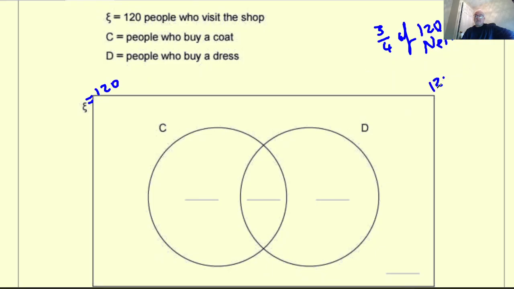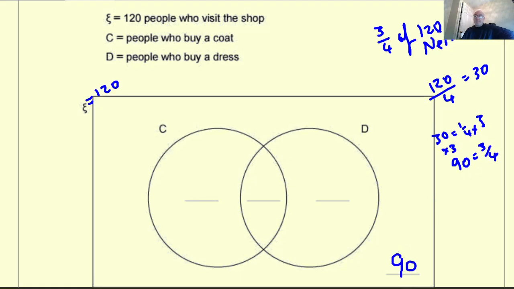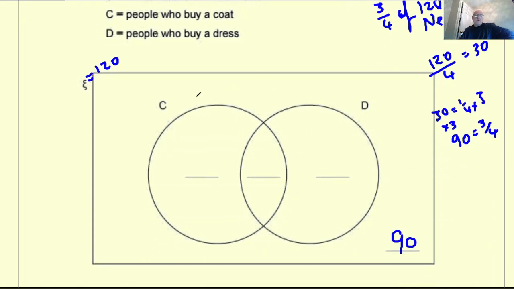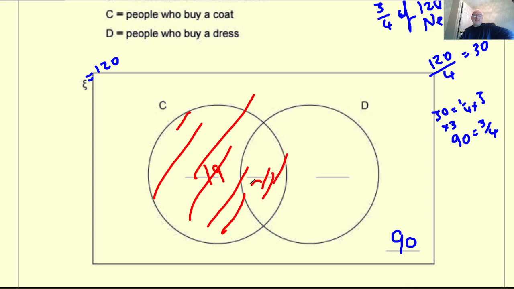So can I divide 120 by 4 to find 1/4? That gives me 30. So 30 equals 1/4. Times it by 3. So 90 equals 3/4. So 90 people go out there. Okay. So we've done that first one. 19 people buy a coat. So in that circle somewhere, in that C, there has to be 19 people. And that's that whole circle. Okay, I'll rub this out in a second.